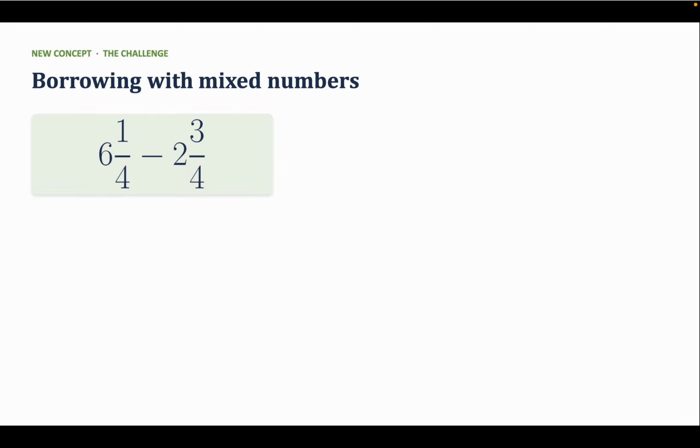Okay, so here's a new concept, borrowing with mixed numbers. If we look at what we're subtracting here, we want to subtract our fractions first. If you look at 1/4 minus 3/4, do we have enough fourths to subtract from? We can't take away 3 from 1. I'm going to just rewrite this because it might be a little easier to see when we write it vertically. And remember, when you first learn subtraction, what do you do when there's not enough to subtract from?